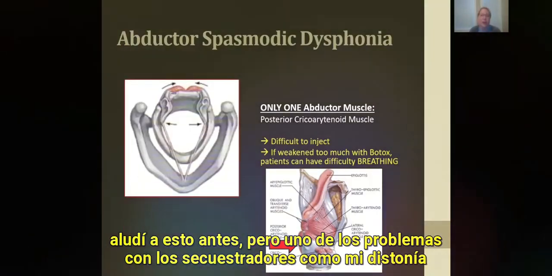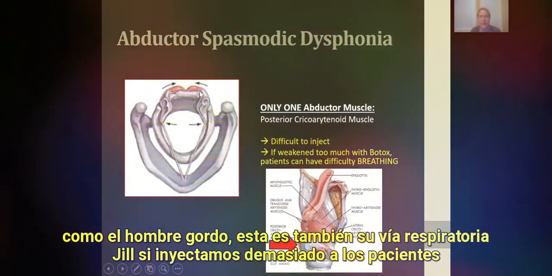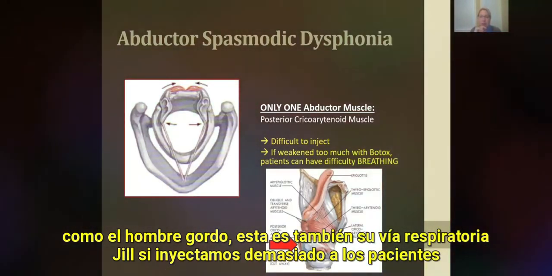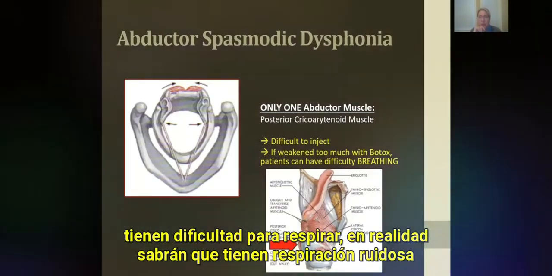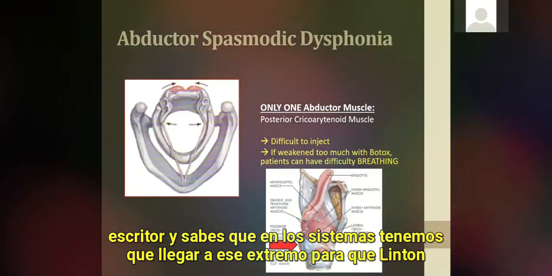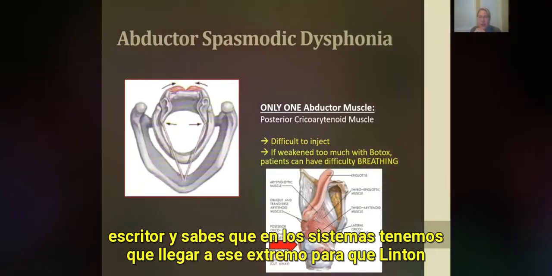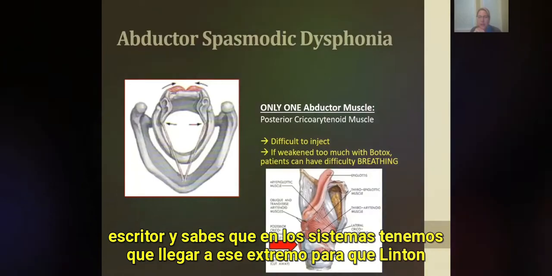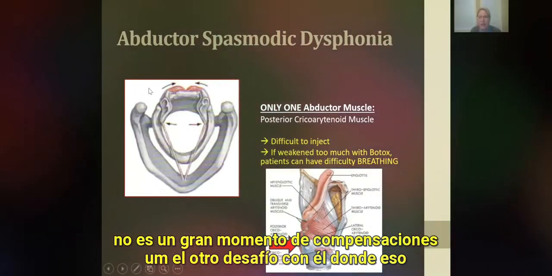and I alluded to this before. But one of the problems with abductor spasmodic dysphonia is the fact that this is also the muscle that opens our laryngeal airway. So if we inject too much, patients do have difficulty breathing. They'll actually have noisy breathing. They'll have stridor. They might sit on the couch for a week and not be able to get up and do anything because they're struggling to breathe. And so sometimes we have to go to that extreme to get them to the point that it works, so it's not a great trade-off sometimes.